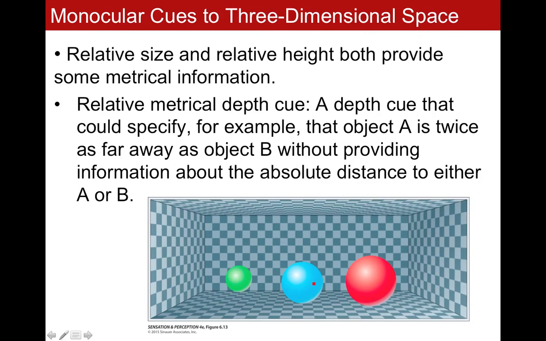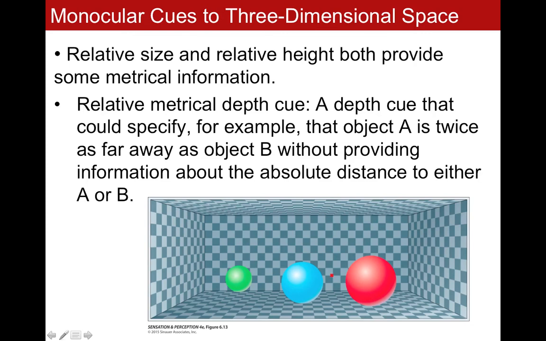So definitely relative size and relative height give some metrical information to us. A relative metrical depth cue is one of those cues that could tell us that object A is twice as far away as object B, but it doesn't give us information about absolute distance to either of them. So it's relative to the other objects that you're looking at. If you imagine that all three of these spheres are touching the ground, then the green one's furthest away.